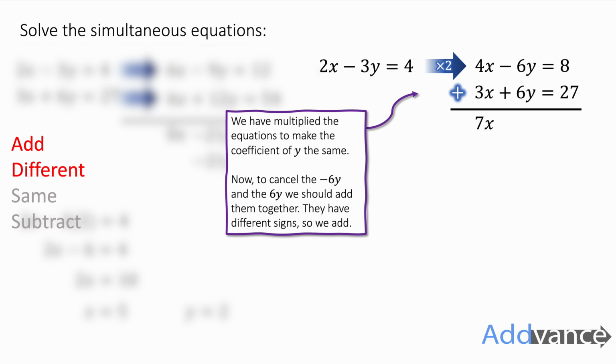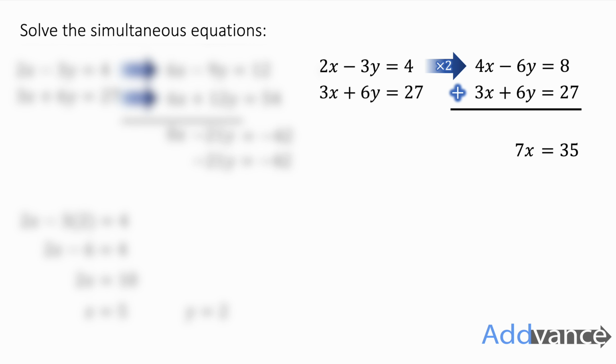4x plus 3x is 7x. Minus 6y plus 6y is 0y. 8 plus 27 is 35. 7x equals 35. Divide by 7. X is equal to 5.